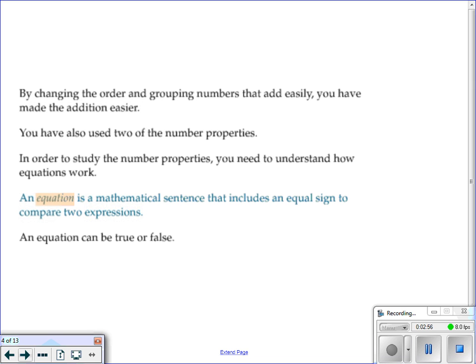The thing I want to highlight here is the definition of an equation. So an equation is a mathematical sentence that includes an equal sign to compare two expressions. So again, the important thing about an equation is it has the equal sign. That's what makes an equation an equation. Now those equations can be true or they can be false.